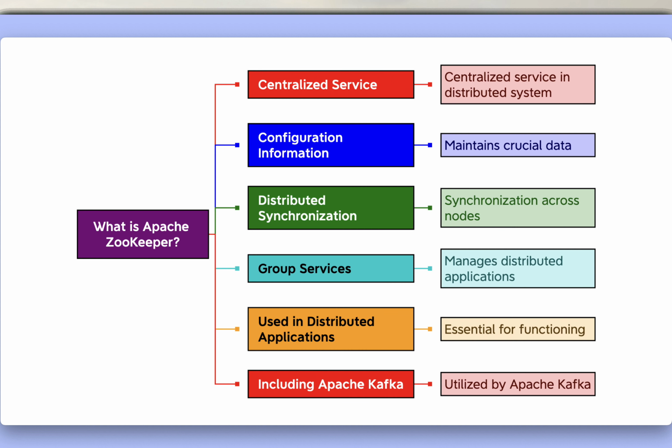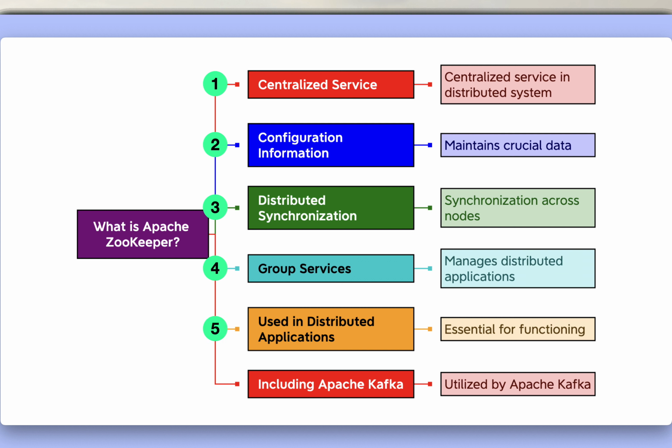What is Apache Zookeeper? 1. Centralized service. Apache Zookeeper serves as a centralized service in a distributed system. 2. Configuration information. It maintains configuration data that's crucial for the distributed applications. 3. Distributed synchronization. Zookeeper helps in achieving distributed synchronization across nodes. 4. Group services. It provides group services to manage distributed applications effectively.